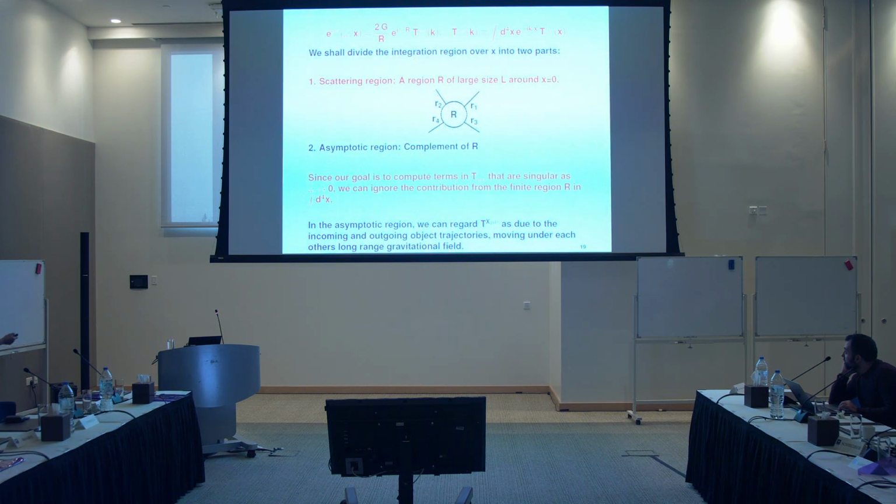Okay, so now this integral is over the whole space time region, right. This is the Fourier transform. But what we will do now is to divide the integration region over x into two parts.